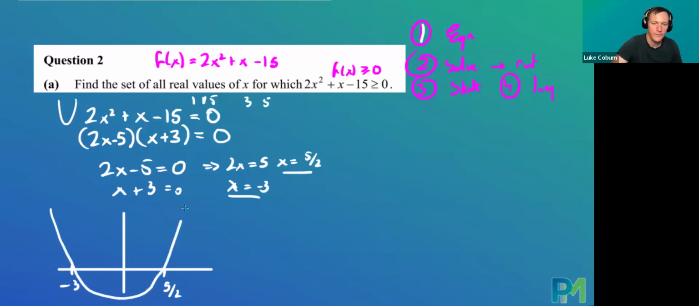Something like that, right? This is my U shape. Okay, so I'm finished with steps 1, 2, and 3. And now I want to go back to the inequality, and I want to realize, first of all, this is f of x. This is also f of x. So where's f of x greater than or equal to 0? Well, this stem is where it's greater than 0.